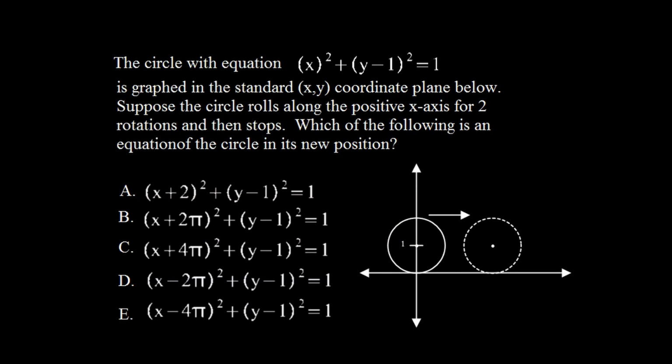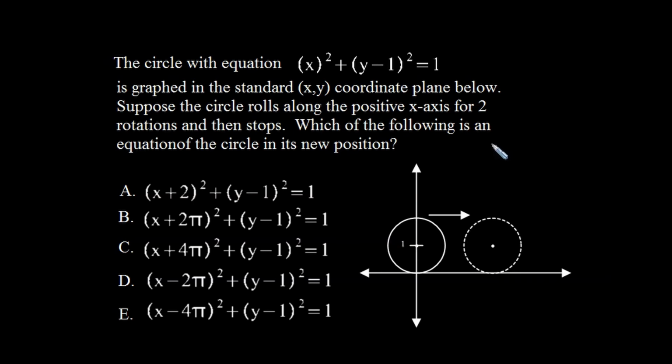All right, so in this question, again, we immediately identify this as the equation of a circle: x^2 + (y - 1)^2 = 1. And we have that graphed in the standard xy coordinate plane. And suppose the circle rolls along the positive x-axis for 2 rotations and then stops. So this is a shift to the right, and it even comes with a diagram. The diagram on the ACT test actually had this rotating, but you can see that we have shifted it to the right.